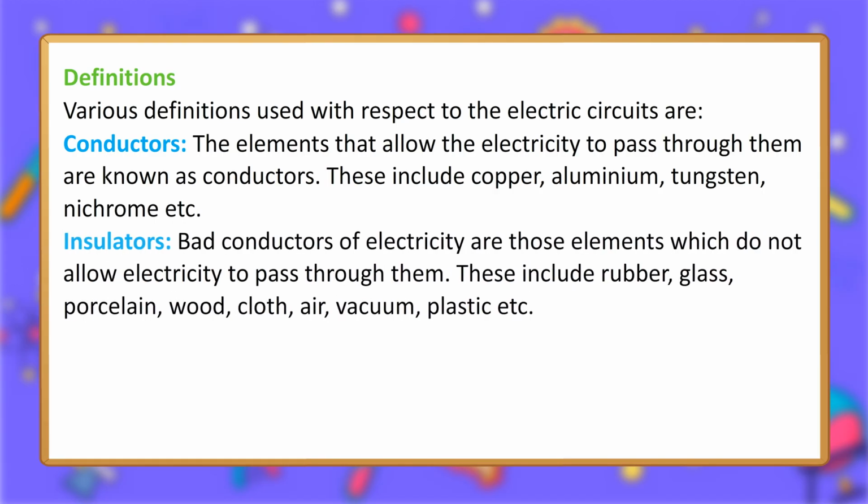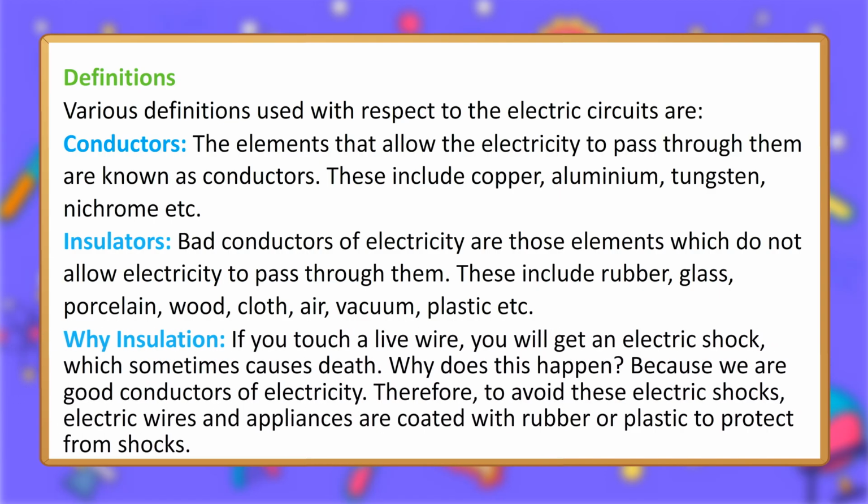Insulators. Bad conductors of electricity are those elements which do not allow electricity to pass through them. These include rubber, glass, porcelain, wood, cloth, air, vacuum, plastic, etc.